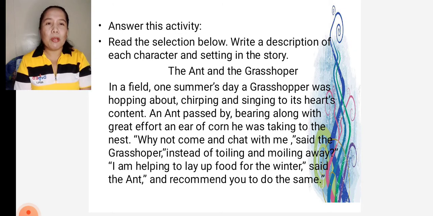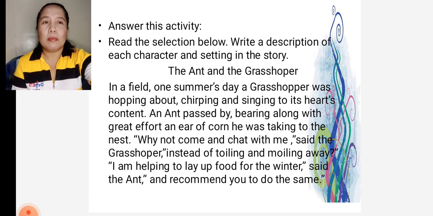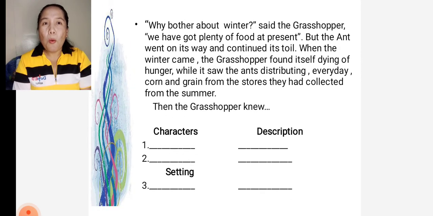"I am helping to lay up food for the winter," said the ant, "and recommend you to do the same." "Why bother about winter?" said the grasshopper. "We have got plenty of food at present." But the ant went on its way and continued its toil. When the winter came, the grasshopper found itself dying of hunger, while it saw the ants distributing every day corn and grain from the stores they had collected from the summer.